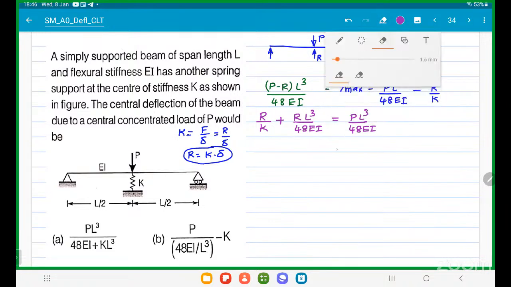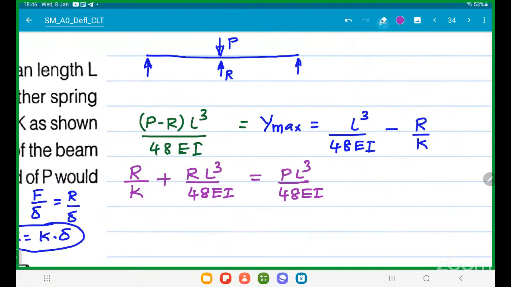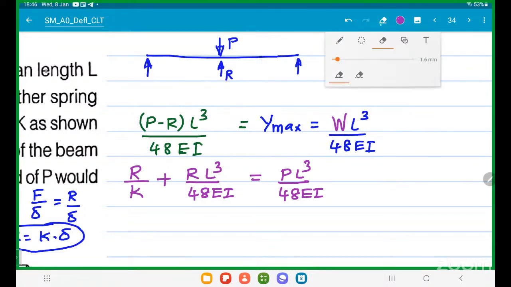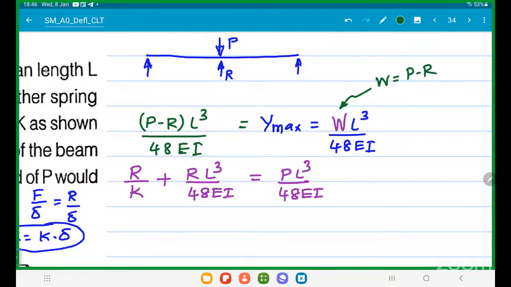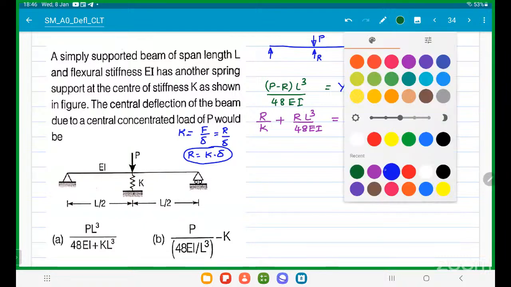Or for simple understanding, let us assume this capital W. Actually, W is not the applied actual load, you can assume this thing. Sir, what is this W, sir? This is the general format. W is equal to P minus R. Now you can understand easily. This is just grouping, rearrangement only.